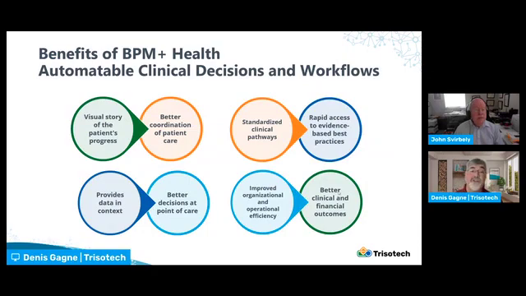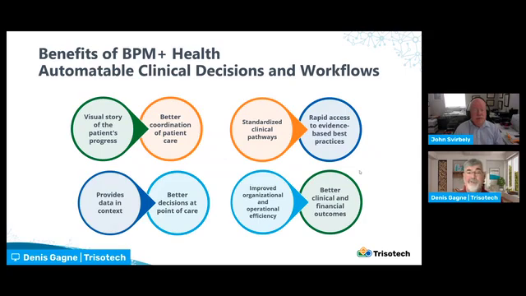So what are the benefits of using these BPM Plus Health standards in combination with HL7 standards or healthcare standards? It's that because of the visual nature of these standards, we get a visual story of the patient progress. So we can visually see where we are in the actual progress of the patient. We get standardized clinical pathways. So now each single patient, each single instance of that pathway is going to be based on the same structure and visual. And we're going to provide data in context.